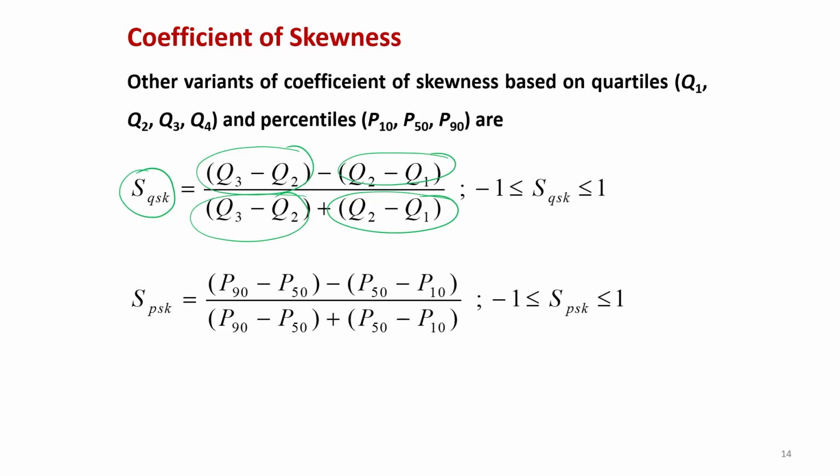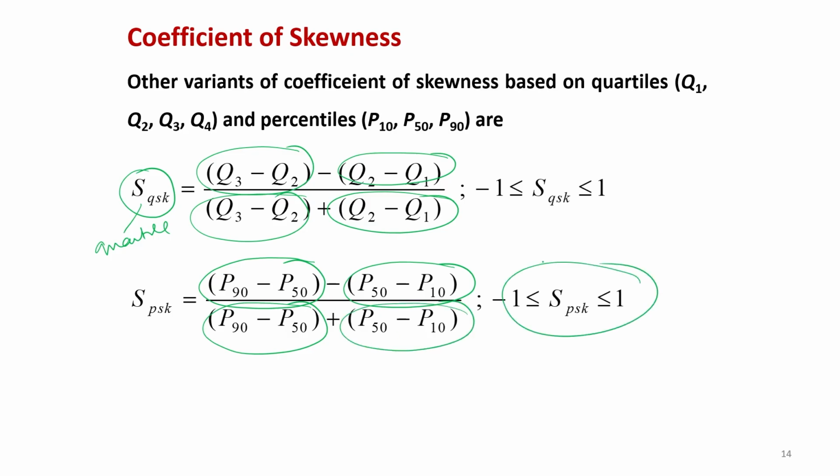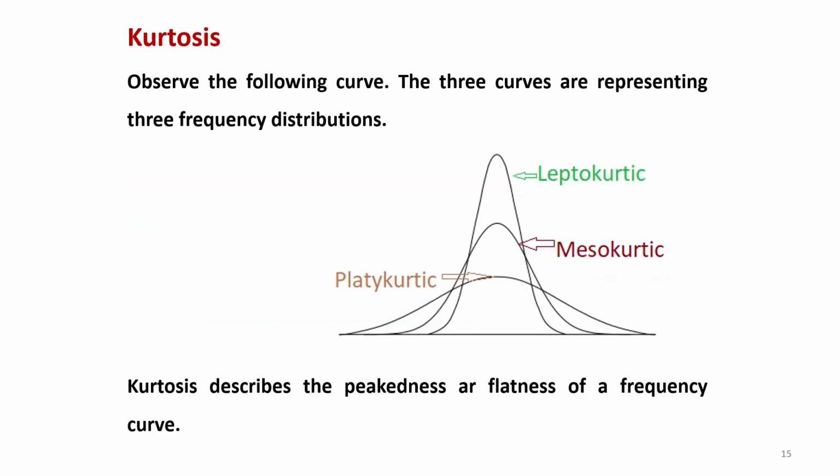And one more alternative form is based on the percentiles, because this one is based on quartiles. If P90 is the 90th percentile, P50 is the 50th percentile, and P10 is the 10th percentile, then it is P90 minus P50 minus P50 minus P10, divided by P90 minus P50 plus P50 minus P10. So, both these coefficients will lie between -1 and +1, right. So, this is all about the skewness.